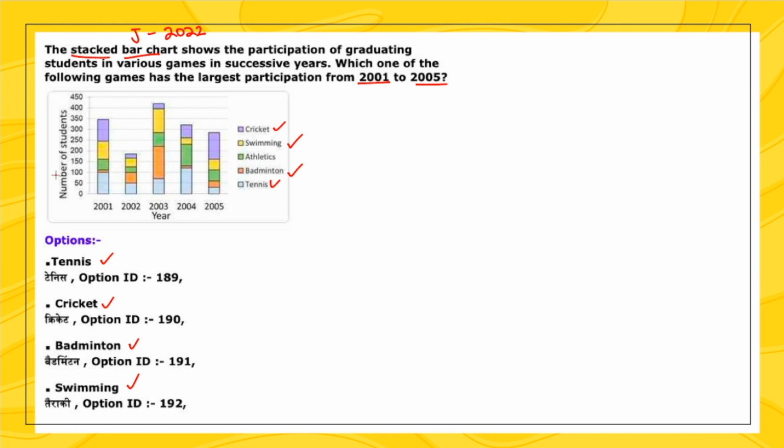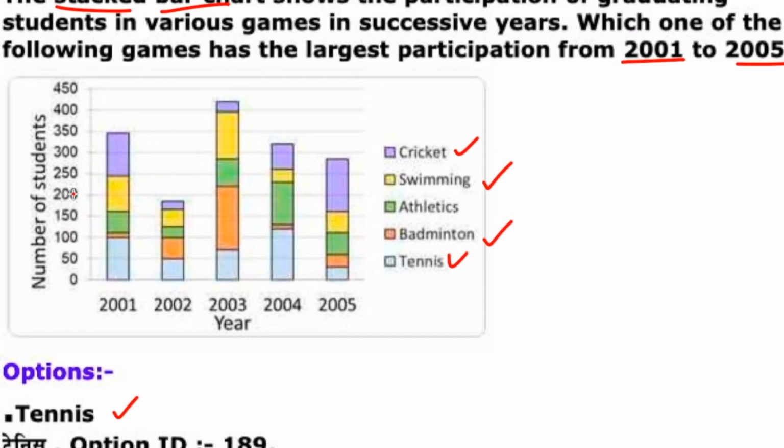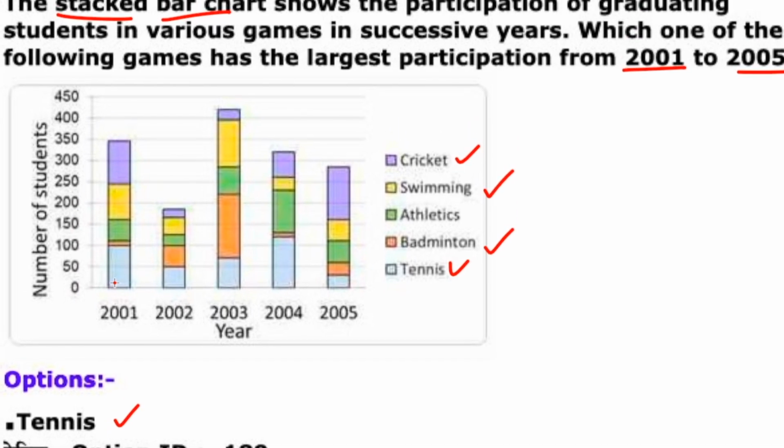Now I will zoom the graph a little so that you understand what exactly is being asked. Let's see how to read the graph. For 2001, to find what number of students followed tennis, each of these lines represents 50 students. Since it is crossing two lines, it is 100 students. So 100 students are shown following tennis.